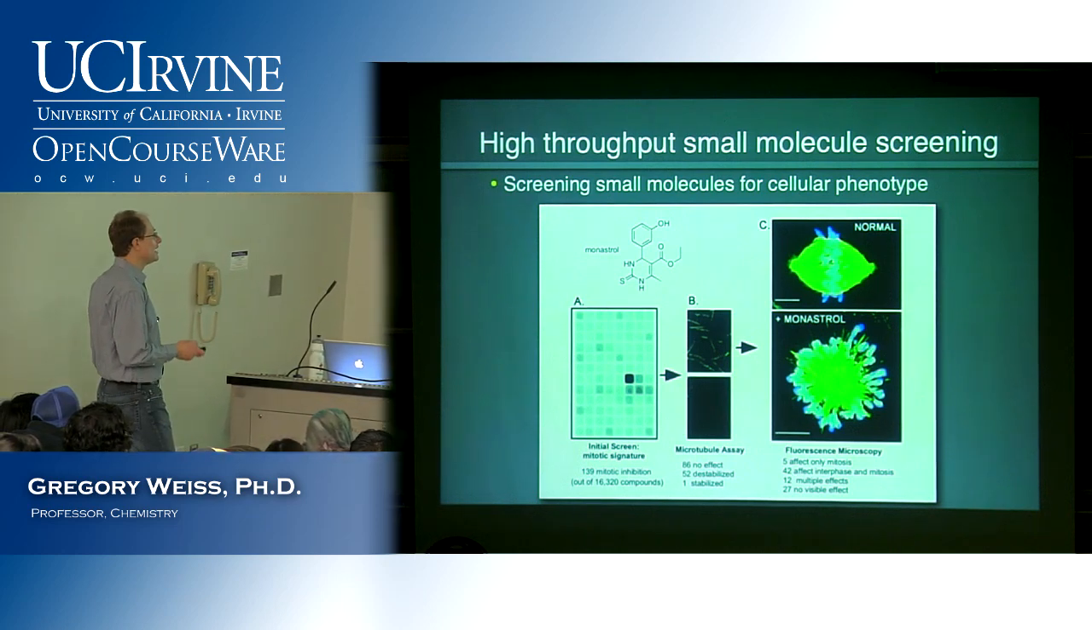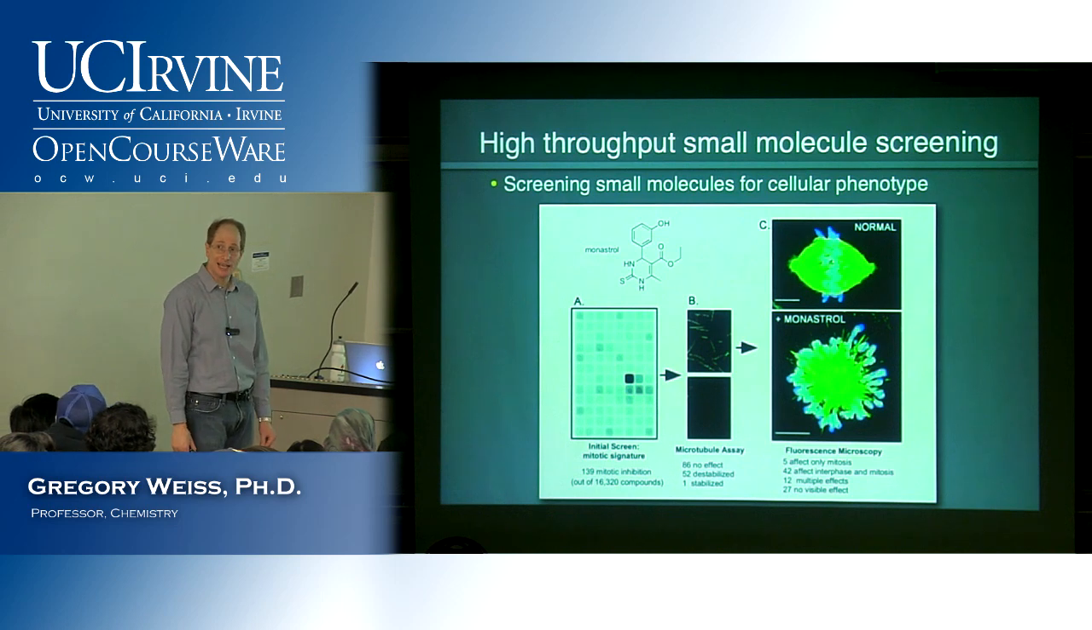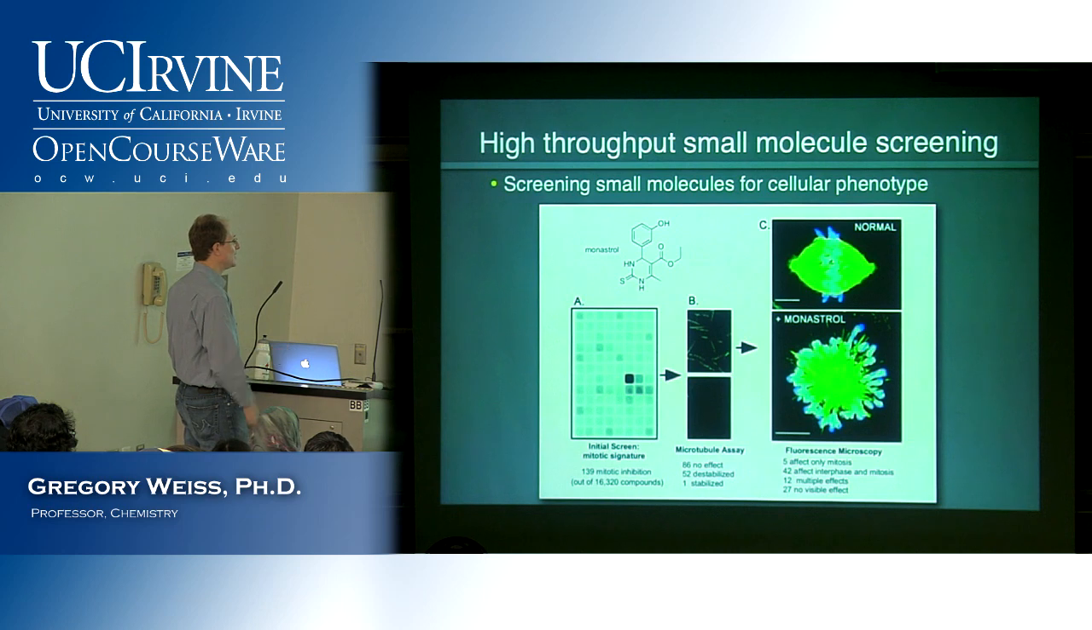And what they did is they had a whole library of different compounds. Here's one compound shown here. And they start with 16,000 compounds. And in a plate that has a large number of wells, they look for some mitotic signature, which has this dark blue color. So they set up an assay that looks for a particular phenotype, dark blue, under that assay. And then they take the compounds that light up in this assay and look for the compounds that can stabilize microtubule formation.